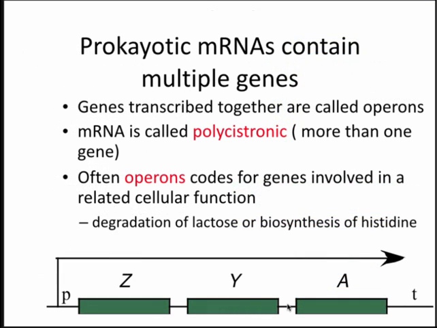As we talked about, prokaryotic messenger RNAs contain multiple genes. They're polycistronic. Often, operons that are involved in regulating some function will code for their genes in these polycistronic messenger RNAs. So this is a very common motif that you'll see in bacteria. One example is the degradation of lactose, and here is the setup of the operon. You have a promoter, Z, Y, A, the three genes, and a terminator, and they're all transcribed together.